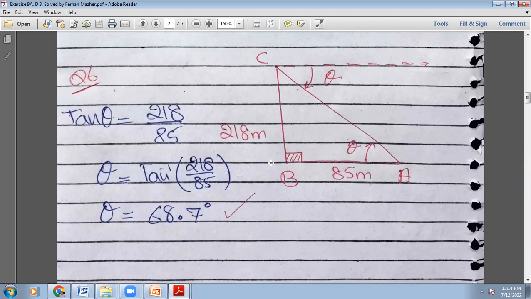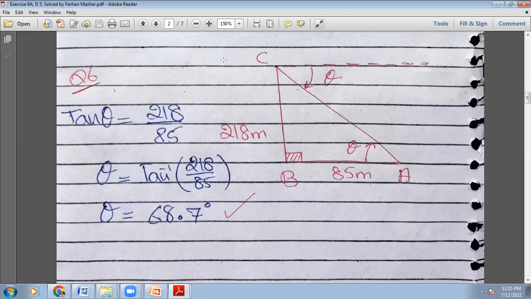I know the base is 85 and the perpendicular height is 218 meters. So tan theta is equal to perpendicular by base, so it will be 218 divided by 85. So theta will be equal to shift tan inverse bracket 218 divided by 85 bracket close. In your calculator, how do you write this? You will write shift tan bracket start 218 divide 85 bracket close equals to, and it will give you 68.7 degrees. So the angle of elevation is 68.7 degrees.